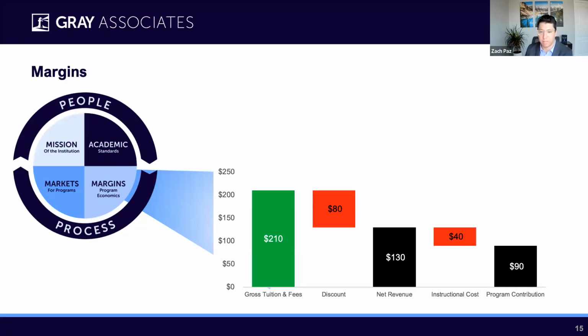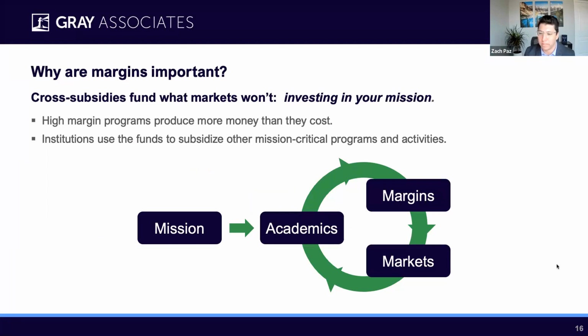There's a whole lot of other costs that go along with running the institution, like the president's salary, for example, that won't be a part of this calculation because no matter what you do at the program level, there won't be any changes to the president's salary, most likely. So again, why is this important?